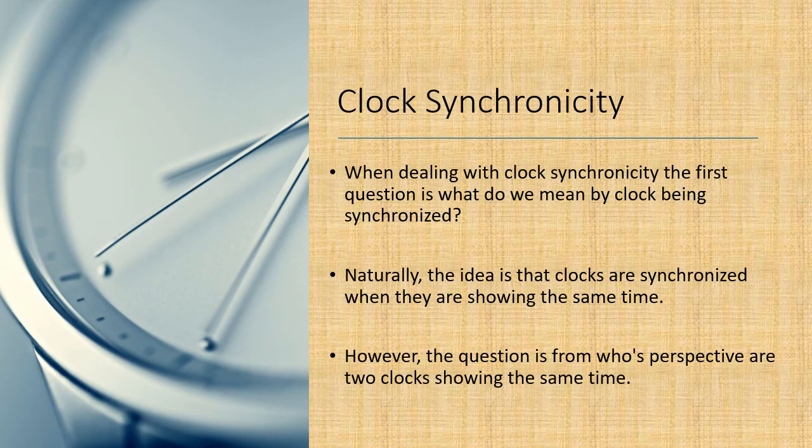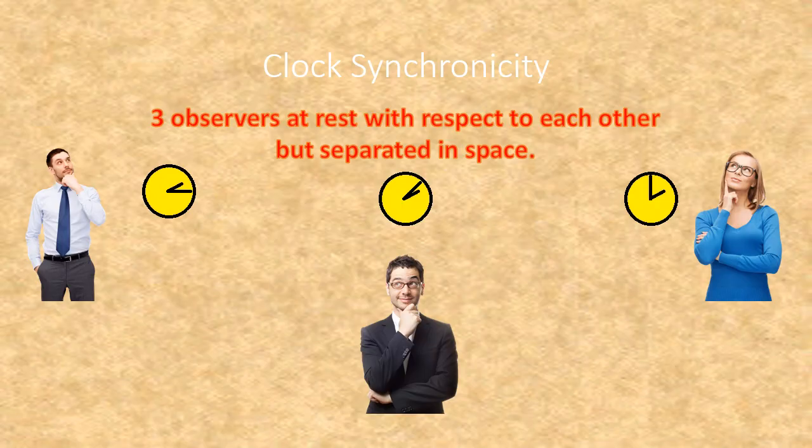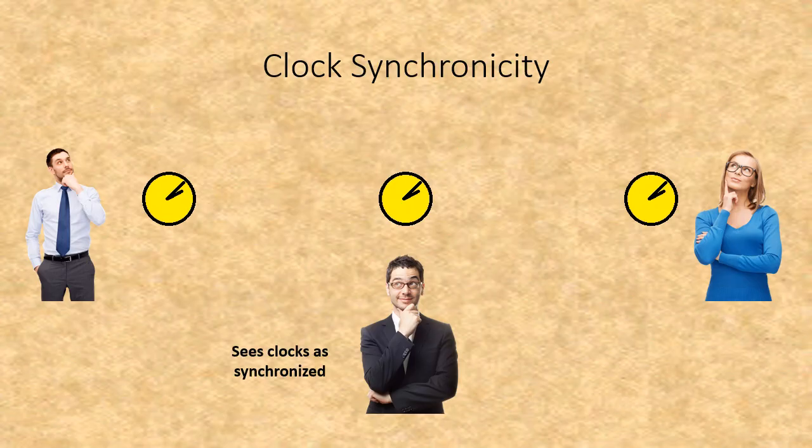When dealing with clock synchronicity, the first question is, what do we mean by clocks being synchronized? Naturally, the idea is that clocks are synchronized when they are showing the same time. However, the question is, from whose perspective are two clocks showing the same time? Now let's take the case of three observers at rest with respect to each other, but separated in space, each with a clock near them. If the guy in the middle sees the three clocks as synchronized, then the guy on the left sees them out of sync, with the other two behind his and the one on the right further behind his than the one in the center.